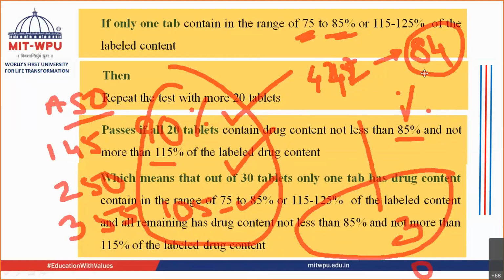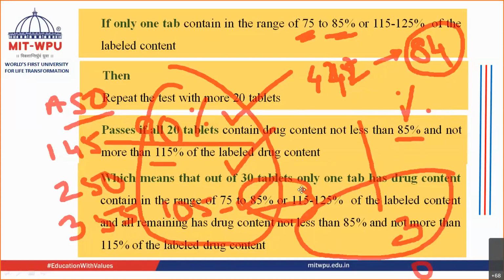In that case, what we will do is go to the next 20 tablets. If all your 10 of 10 tablets, say 90, 91, 92, 93, 105, 110, 95, 87, are in this range, between 85 to 115, then you don't have to go for further 20 tablets. You are going to say that the test has passed.